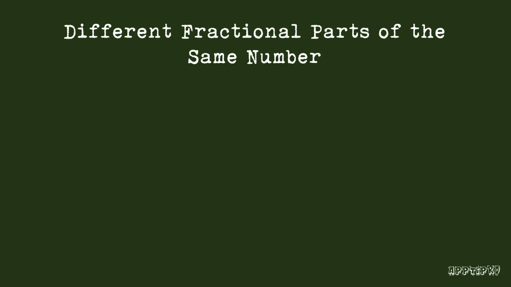Next one is different fractional parts of the same number. Consider 3 by 4 of 36. It gives 3 by 4 multiplied by 36 and 27. Next, 1 by 9th of 36. 1 by 9 multiplied by 36 gives 4. Next one is 2 by 3rd of 36, that is 24. As you can see, 36 is being constant here.